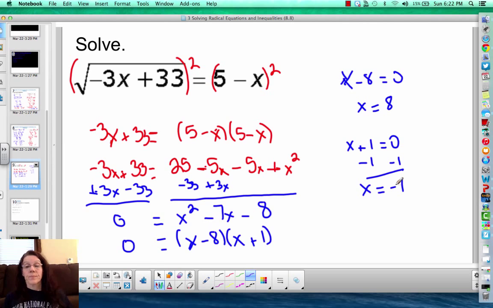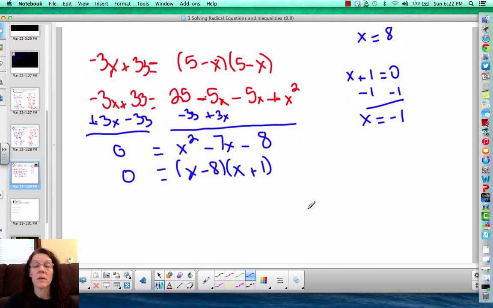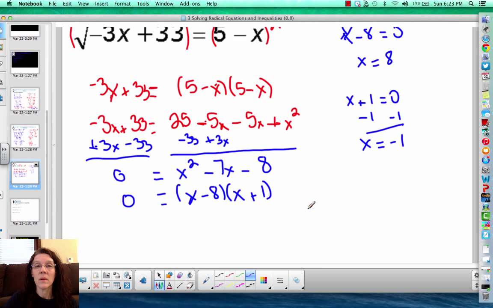Now, do you remember that last step? We said to check. We have to go back and check because we have to have positive numbers here. We are only looking for positive numbers here. So what happens when we plug an 8 in? There's the original problem. You should have it in your notes. So when I scroll down, you should be able to see it.